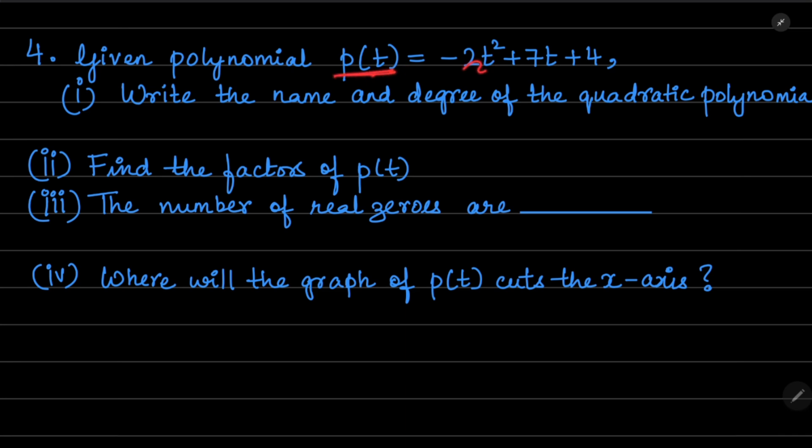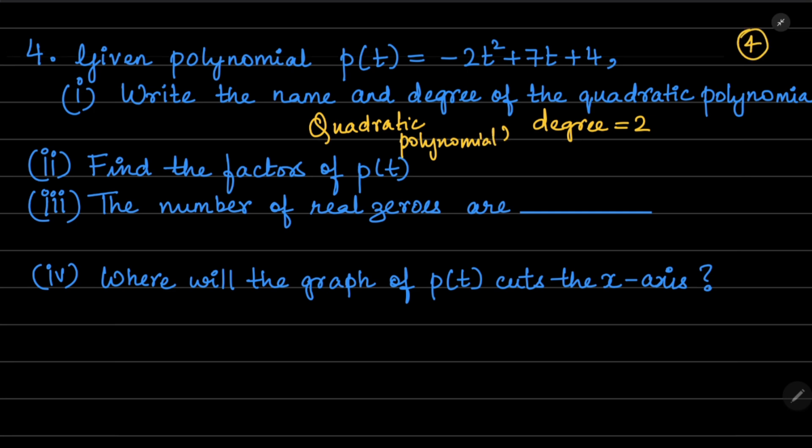You are given P of t equal to minus 2t square plus 7t plus 4. This is given to you. You have to write the name and degree of the quadratic polynomial. What is the name? What is the degree of the polynomial? So here in the given polynomial, the variable is t. The highest power of t is 2, so the degree is 2. Okay, the first answer is the degree of this polynomial is 2. What is the name? If the degree is 2, it is called a quadratic polynomial. That's all. This is the first answer, first 1 mark. This is actually a 4-mark question.